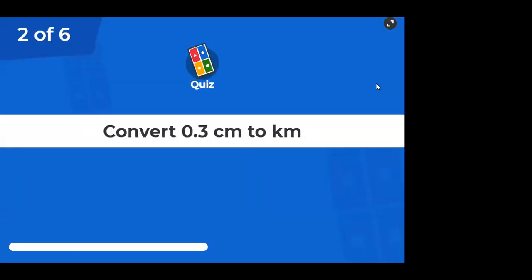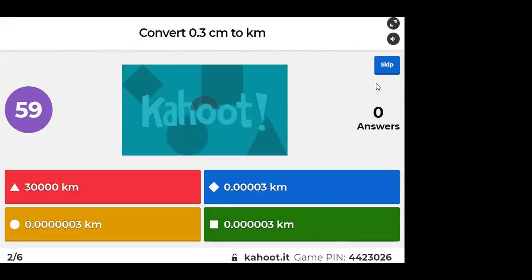Second, convert 0.3 centimeter to kilometer. 0.3 centimeter to kilometer. Okay.